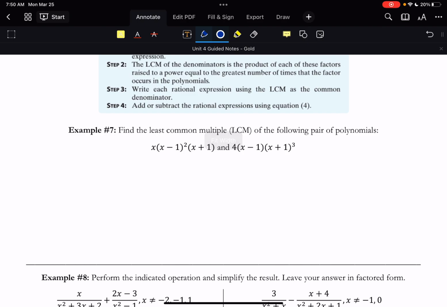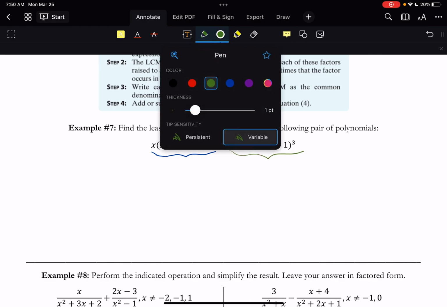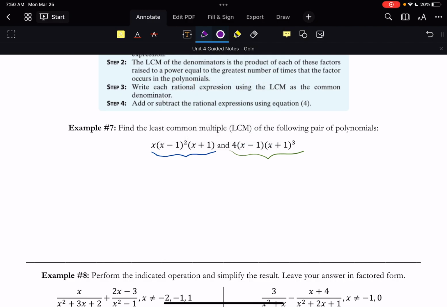So first off, finding the LCM of a pair of polynomials. So I have these two polynomials, x times x minus 1 squared times x plus 1, and 4 times x minus 1 times x plus 1 cubed. So to find the LCM, what you do is you compare the two polynomials, and anything that is a factor in either polynomial is a part of the LCM. And if that factor shows up in both or all of the polynomials that you're working with, you look for the biggest degree. The biggest degree is what becomes part of the LCM, okay?